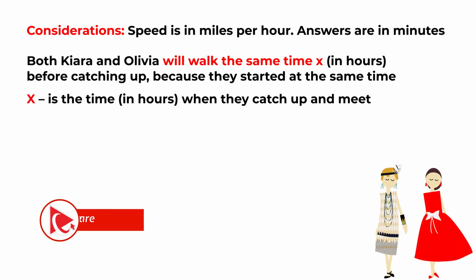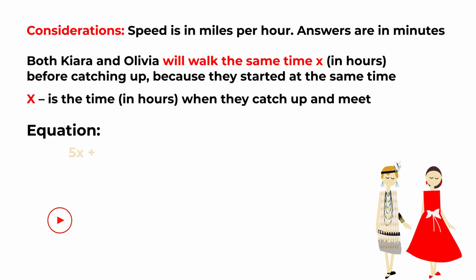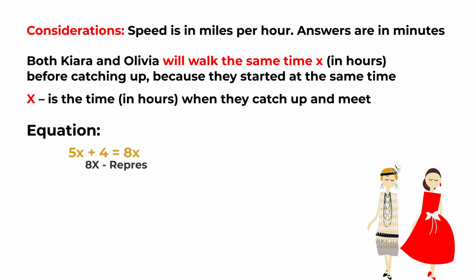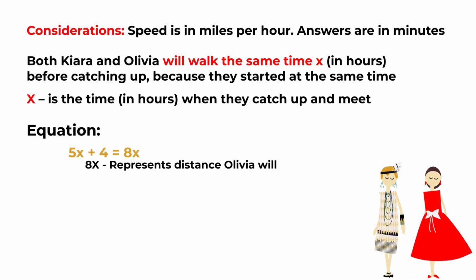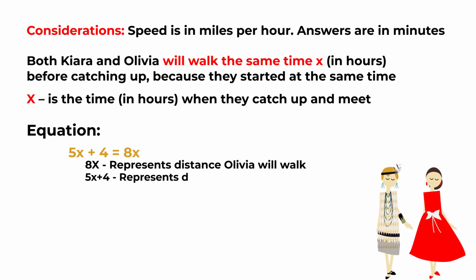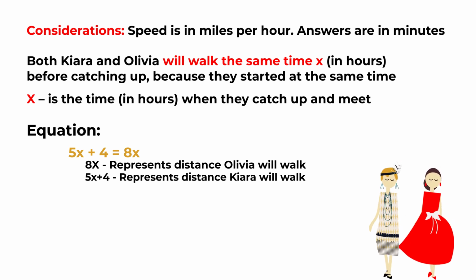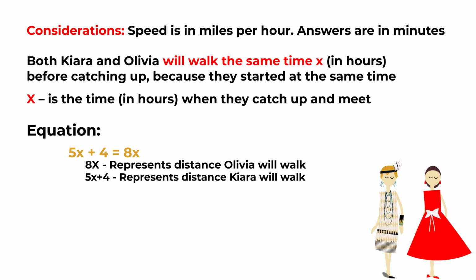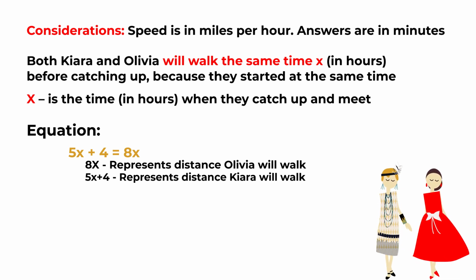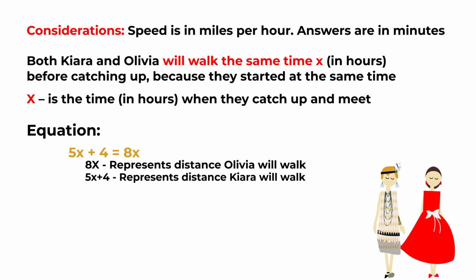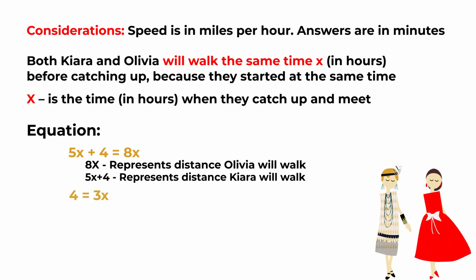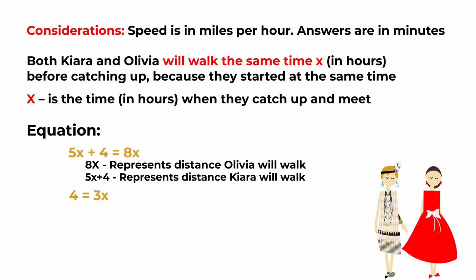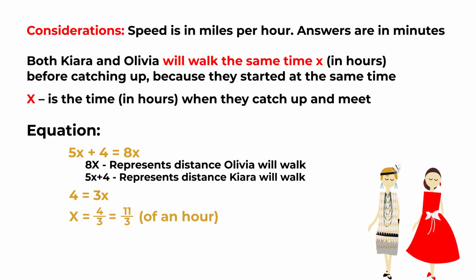To solve this challenge, we need to build an equation. 5x plus 4 equals 8x. 8x represents how much Olivia will walk, and 5x plus 4 represents how much Kiara can walk. And the starting point for this will be the starting point of where Olivia starts, since Olivia starts 4 miles behind. So if we simplify this equation, 4 will be equal to 3x, and x will be equal to 4/3 or 1 1/3 of an hour. And now is the time to do the conversion.